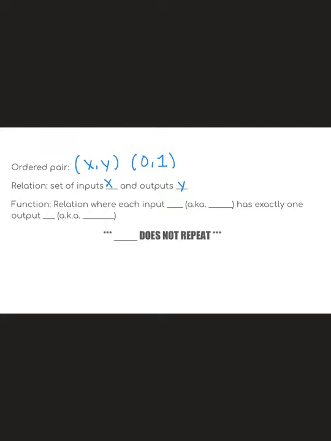Some relations are functions. A function is a relation where each input, we know that's X, also later going to be called the domain, has exactly one output, or Y, and then later on that is going to be called the range. X does not repeat, and that's the most important thing I'm going to say for the rest of this video. If you don't listen to anything else, you have to know that for a function, X does not repeat.